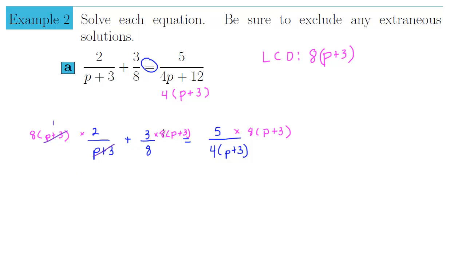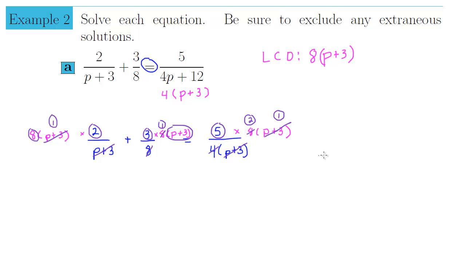Similarly, in the second term, I have an 8 in the numerator, an 8 in the denominator. Those can be reduced to 1. And finally, in my last term on the right side, the p plus 3 terms reduce to 1. And then 8 over 4 reduces to 2. So altogether, I have to multiply this 8 times this 1 times this 2 in my first term. I have to multiply this 3 times this 1 times this p plus 3 for my second term, and I have to multiply this 5 times this 2 times this 1.